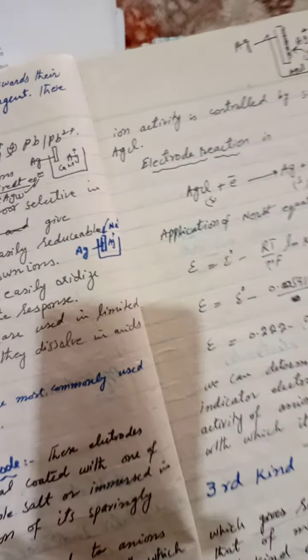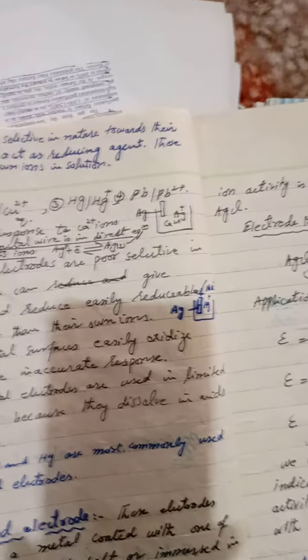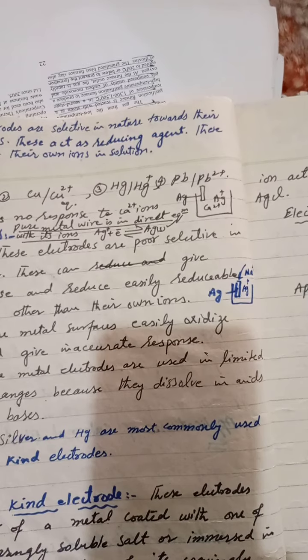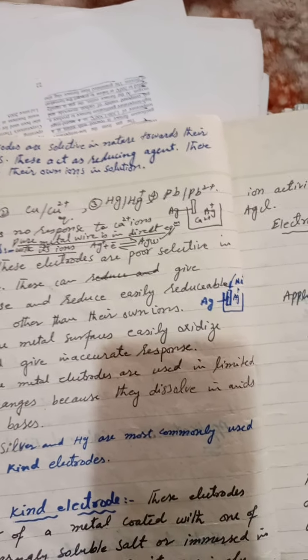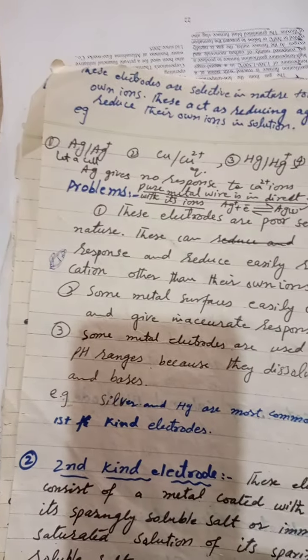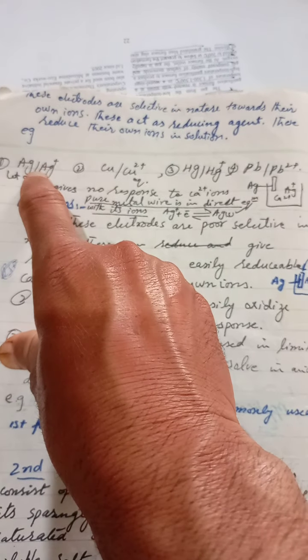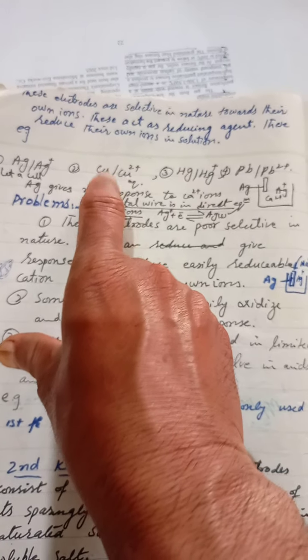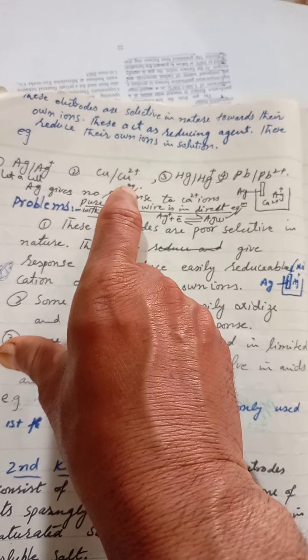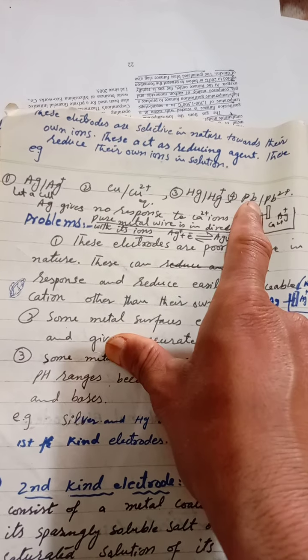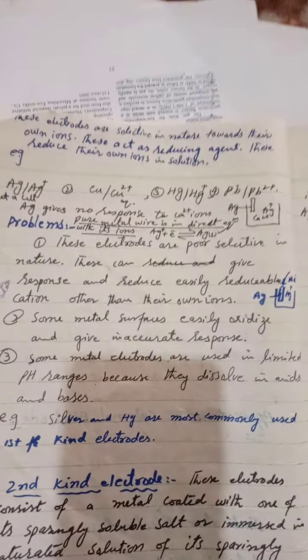For example, copper dipped in copper ion solution, mercury dipped in mercury ion solution, silver dipped in silver ion solution, palladium dipped in palladium ion solution. This may be any metal.